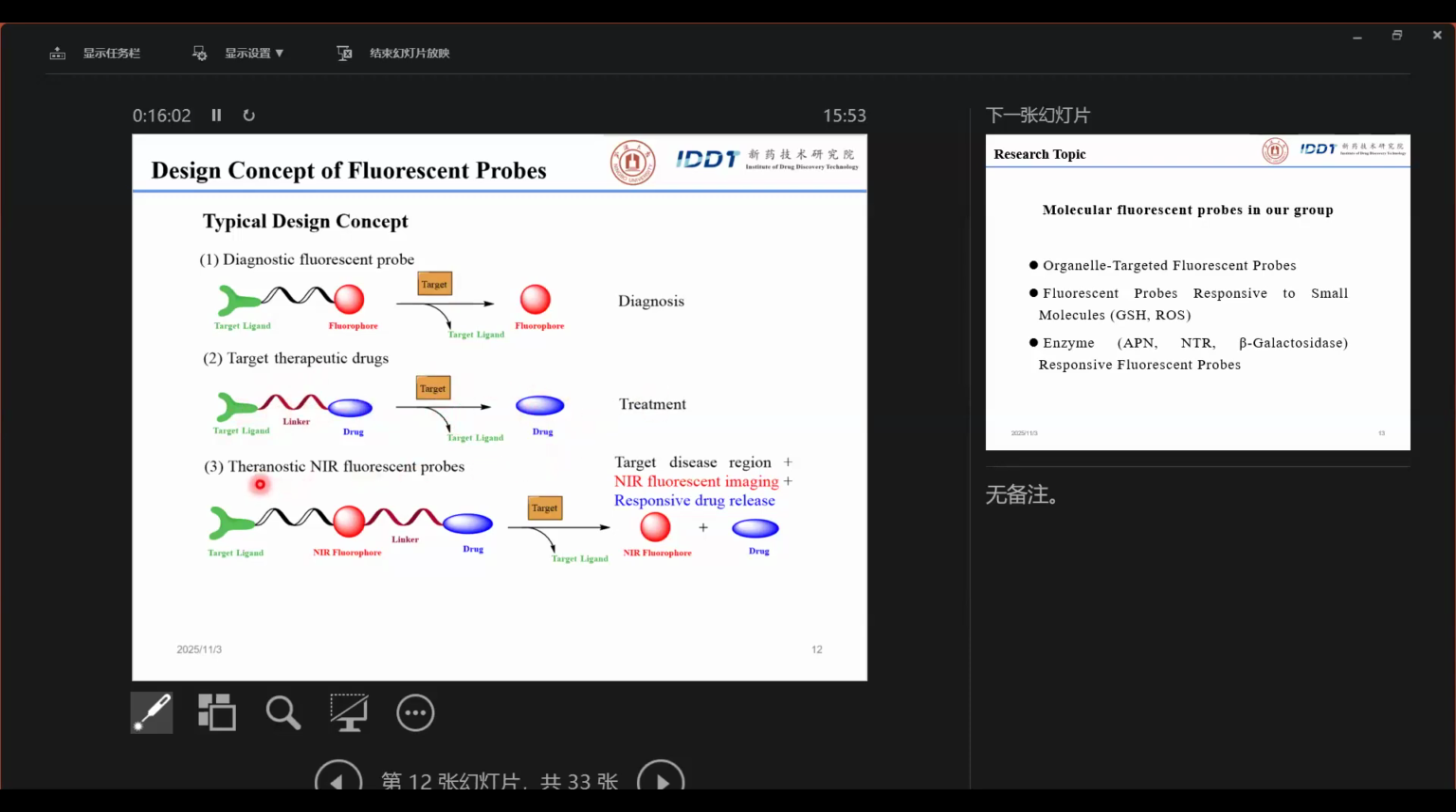The third one is the theranostic fluorescent probe. This fluorophore could be near infrared or green or even yellow, whatever. We can use it to combine these two, diagnosis and treatment. In this case, we can use it to target a disease region, cells, or a specific microenvironment, for fluorescent imaging as well as drug release. So this is the theranostic fluorescent probe design.